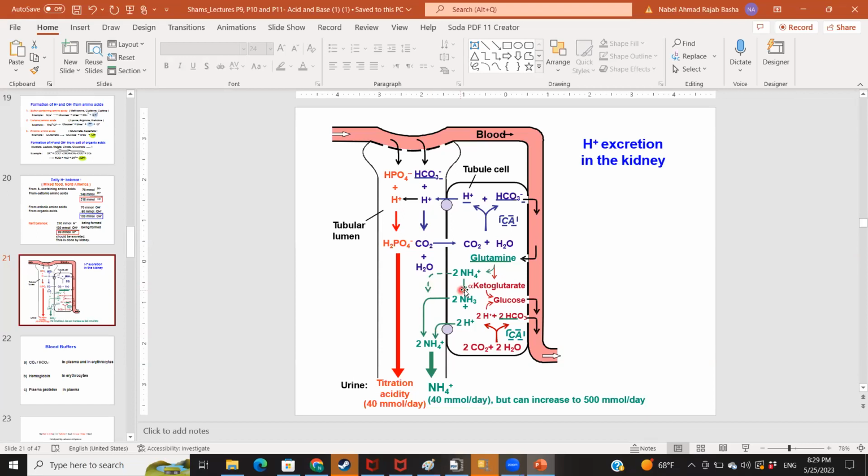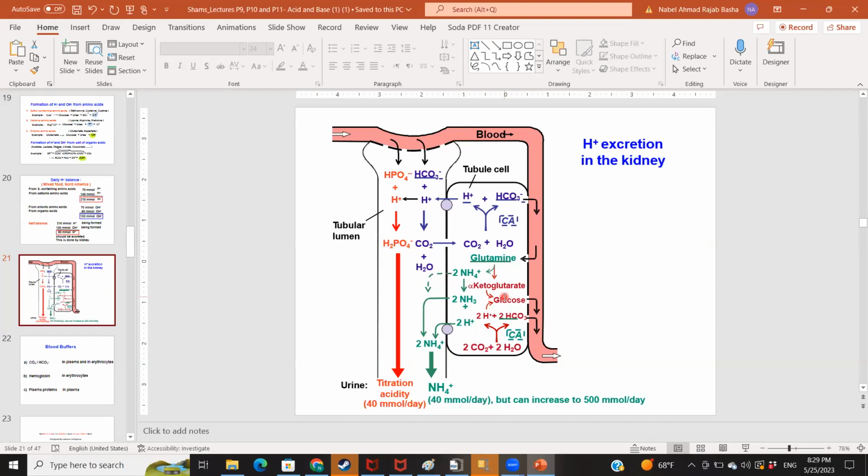Now going back to ammonia, just since it is depicted here in the picture, I'll quickly go over it. We have glutamine coming from the blood. The glutamine is broken down into ammonia and alpha ketoglutarate. And alpha ketoglutarate will find its way through the TCA cycle and will move in reverse to produce glucose. This is how the kidney takes part in gluconeogenesis.